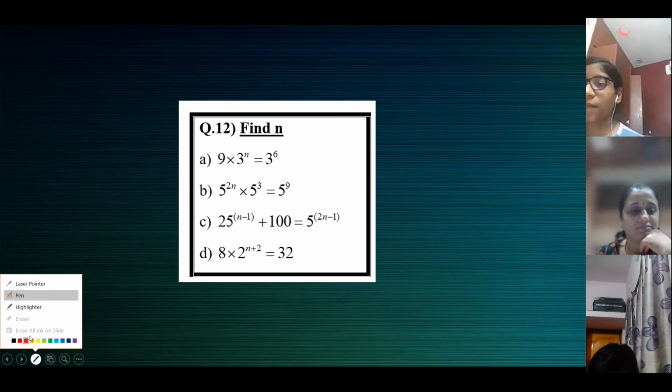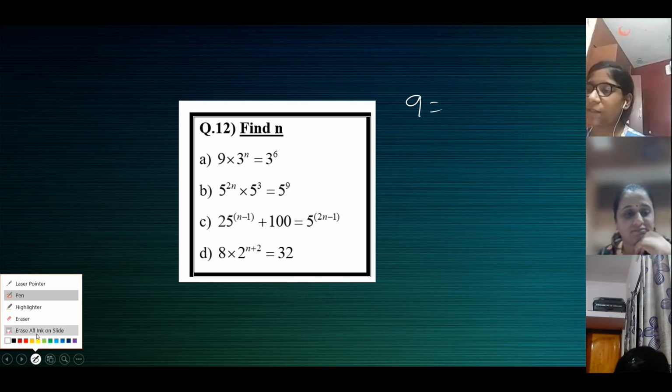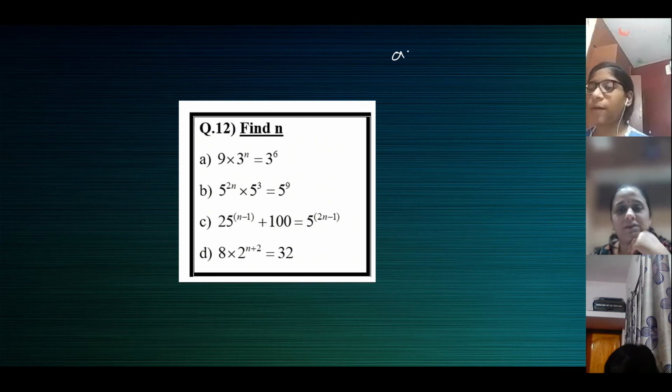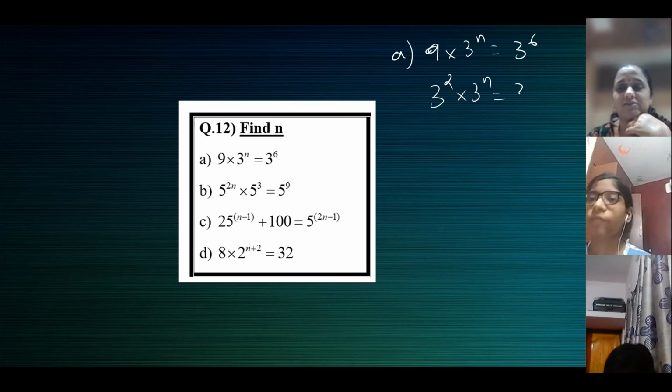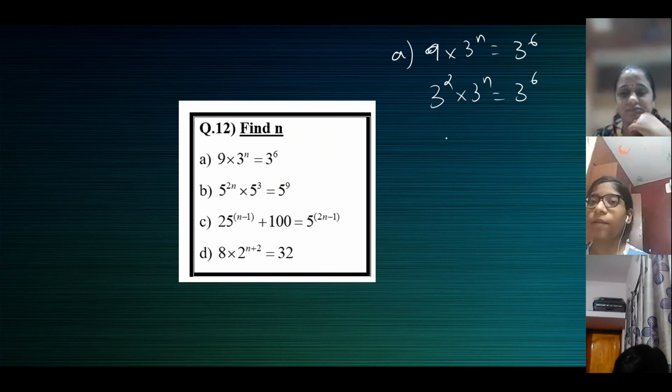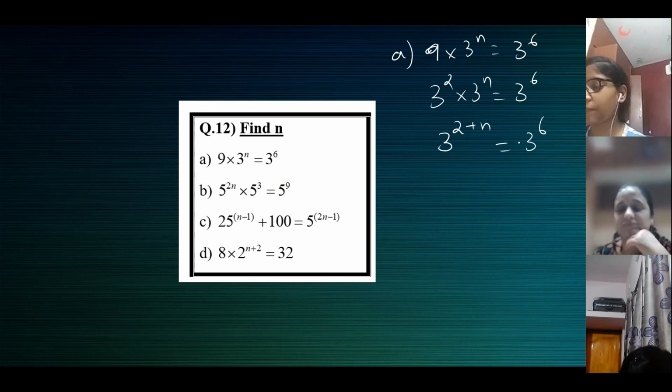Ma'am, I expressed 9 as a product of its prime factors to make the bases common. So it will be 3 squared into 3 to the power n equals 3 to the power 6. Correct. Next. Since the bases are the same, we need to add the exponents, so it's 3 to the power 2 plus n equals 3 to the power 6.